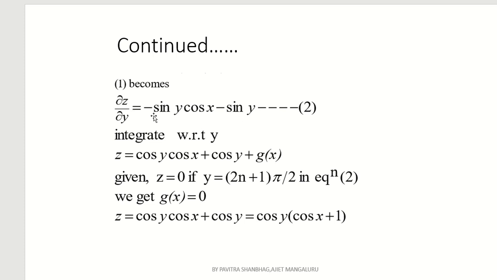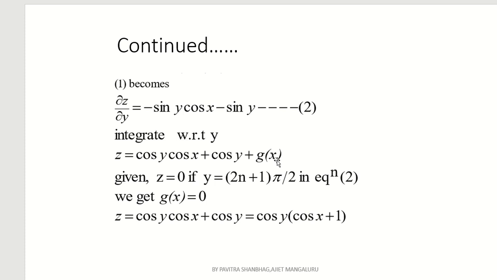Okay. Now we want z, right? To find z, what do we have to do? Integrate with respect to y and keep x constant. If you integrate with respect to y, what remains? z. z equal to, now integrate with respect to y means cos x keep as it is, integration of minus sin y, that is cos y, right? Integration of sin y is minus cos y, but here minus sin y is there, so plus cos y. So cos y cos x, again integration of minus sin y means plus cos y, plus here with respect to y we are integrating, so the constant of integration in terms of x, that is g(x).